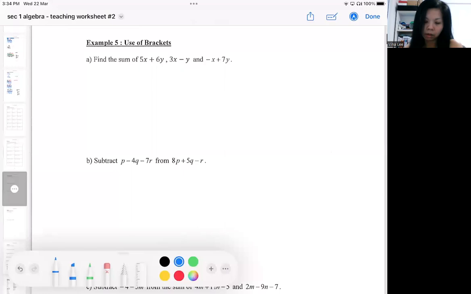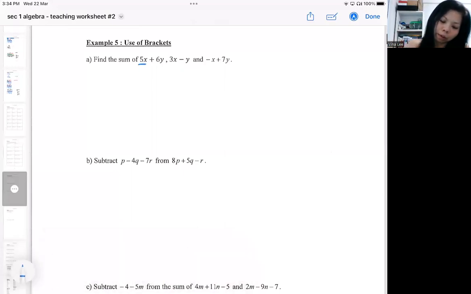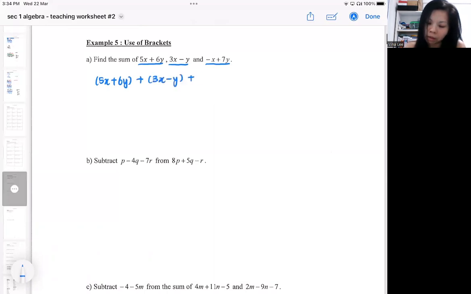For example, in this question, we've got three algebra expressions: the first, the second, and the third. When we say find the sum of the algebra expressions, maybe you feel like, okay, I'm just going to add them up. Yeah, you're just going to be adding them up. But a good habit is to add them with brackets. So mentally, to you, this is like three blocks of things that you are adding.